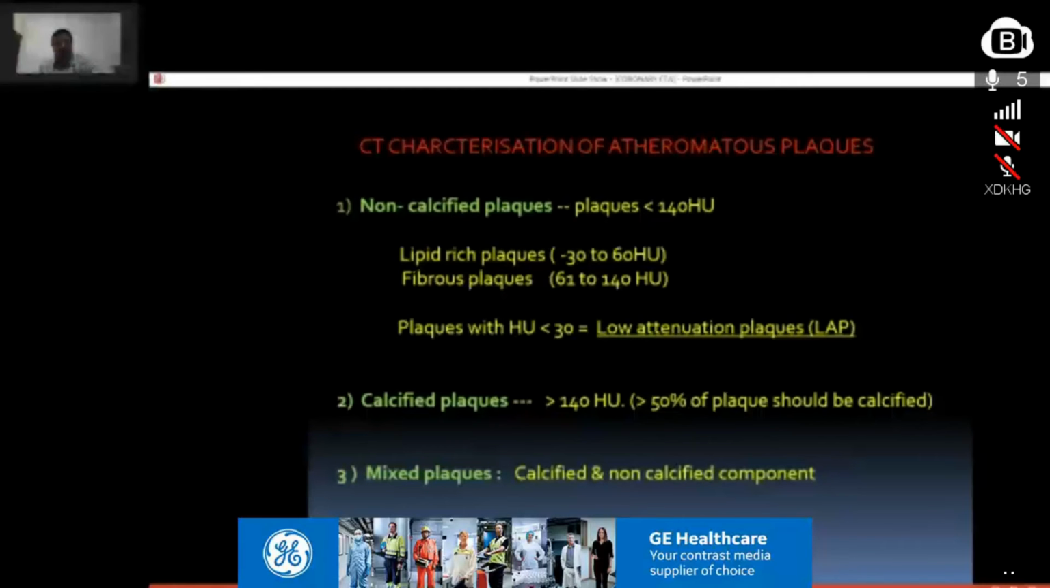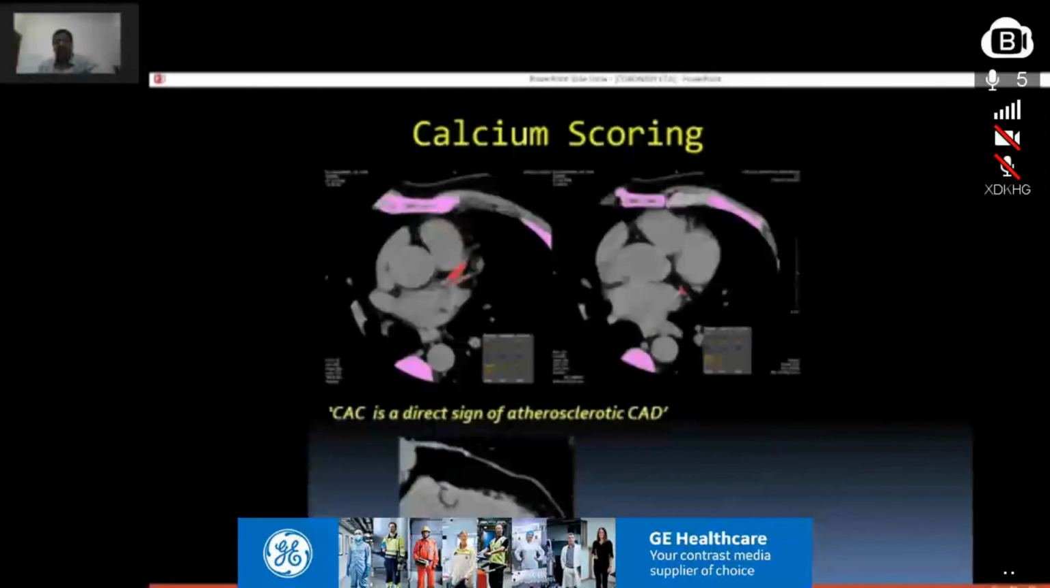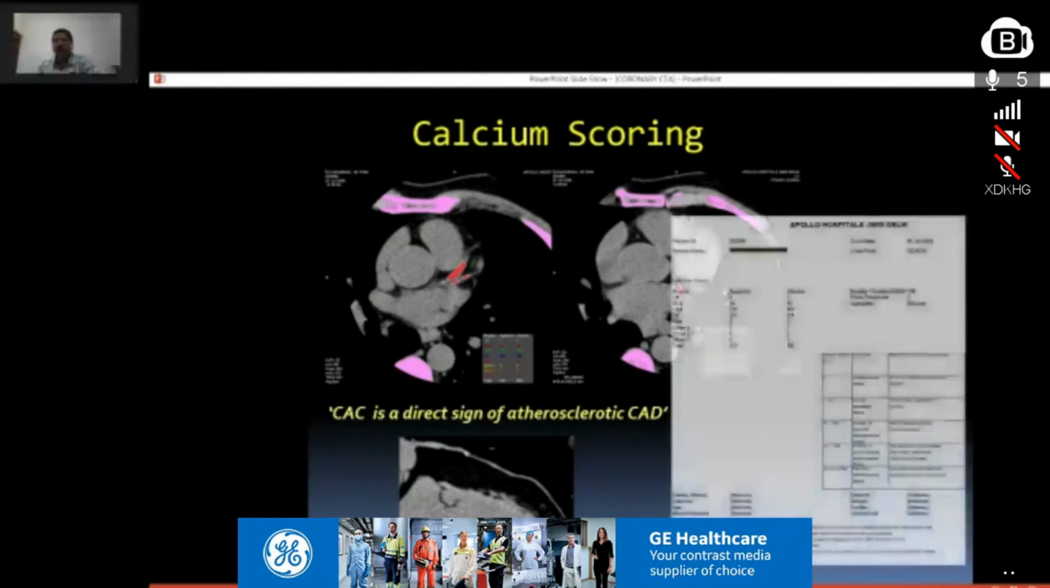Now, what is the advantage of looking at a plain scan and doing calcium scoring at the first go? The presence of calcium in a coronary artery is a direct sign of atherosclerotic disease. You can grade it using an Agatston score, which quantifies the volume and the total score. Patients who usually have scores of more than 400 have more likelihood of coronary artery disease.